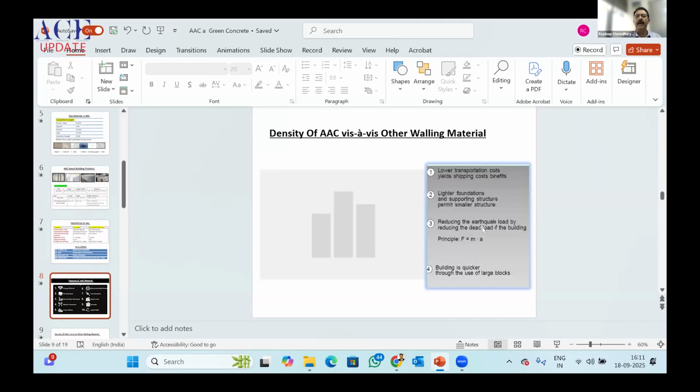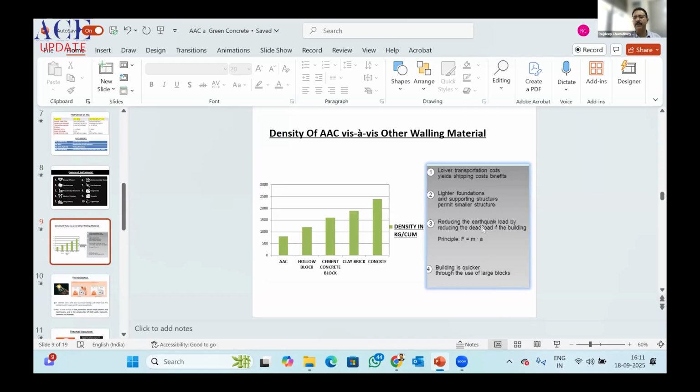Out of 10 product features, I would take the most prominent one, which is really useful if you design your structure using AAC. This is the most important factor: the density of the product, because if you look at the other comparative walling materials, AAC, hollow block, cement concrete block, clay brick, and concrete, this is the lightest material available. What is the advantage? When you have a lower density, you can carry more material in a truck, so that cuts down your transportation cost, and you can save a lot of fuel in terms of material handling.